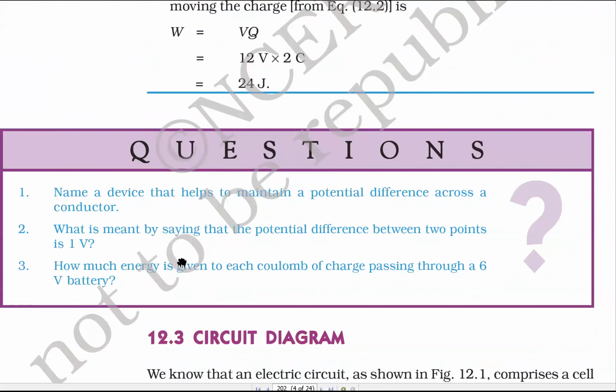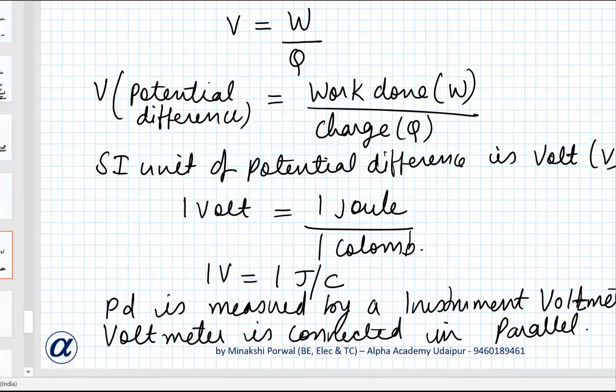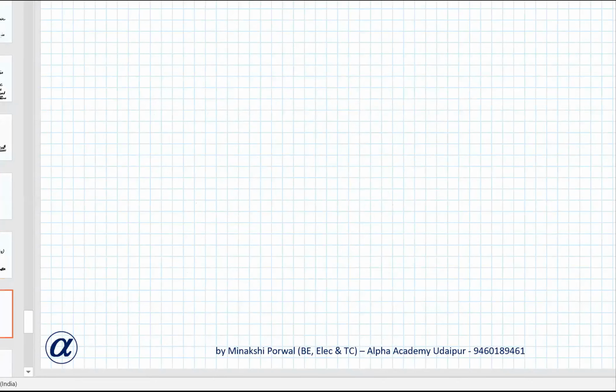Then, how much energy is given to each coulomb of charge passing through a 6 volt battery? So in numericals, first of all, you have to identify what is given. How much energy is given to 1 coulomb of charge passing through a 6 volt battery. This numerical I'll solve and show.